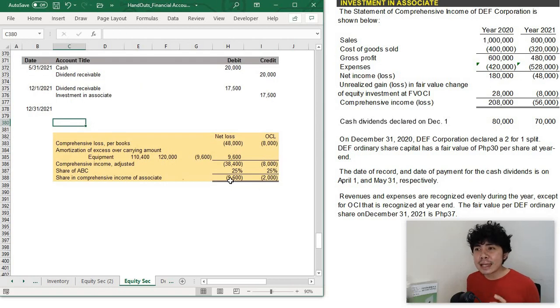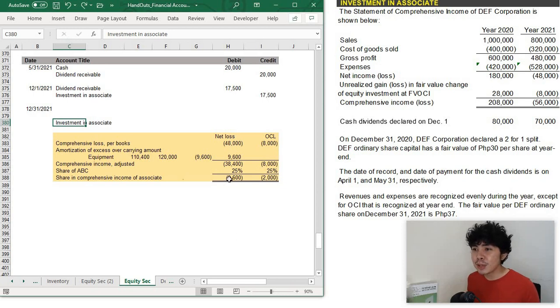So, dahil nagkaroon ng comprehensive loss si associate, magdi-decrease ang kanyang equity. So, dapat gayahin din natin yon. Same effect sa ating investment in associate. Pero, ang gagamitin nating amount syempre is based doon sa point of view natin. At ang kukunin lang natin is up to the extent of our ownership, which is 25%. At since magdidecrease ang kanyang equity, so magdidecrease ang investment in associate. Kaya para magdecrease ang investment in associate, siya ay credit investment in associate.